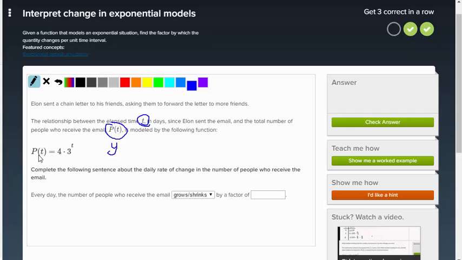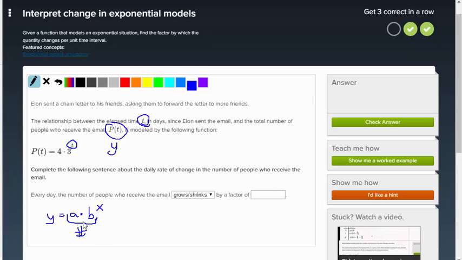So this says P of t equals 4 times 3 to the t power. This is an exponential function because I have a variable that's an exponent. That's why it's called an exponential function. Exponential functions usually look like y equals a times b to the x power, where a and b are actual numbers. Sometimes this is x, sometimes it's t. Sometimes this is y, sometimes it's P of t.